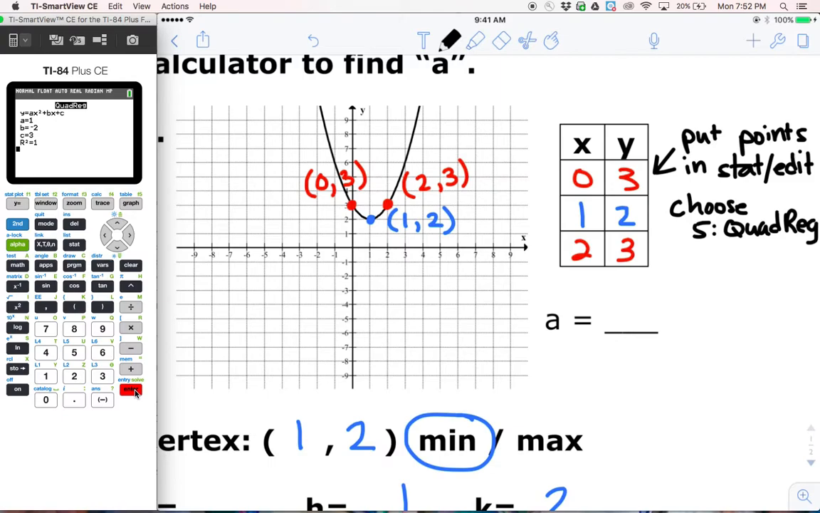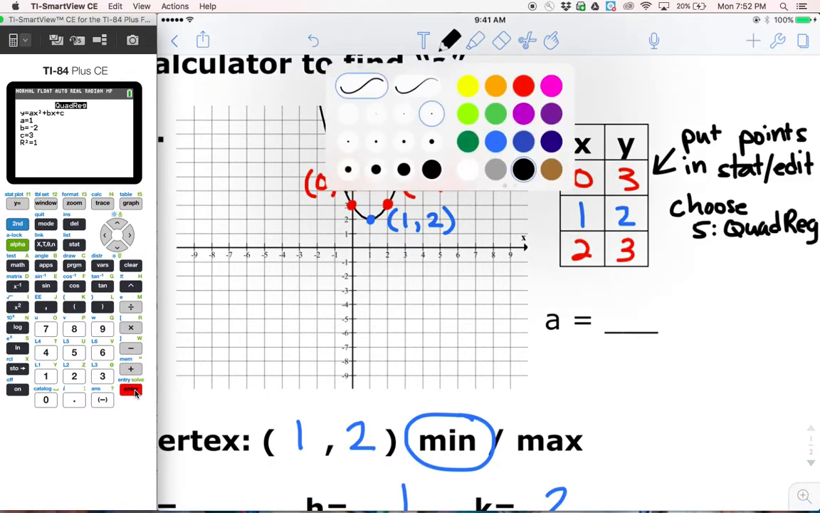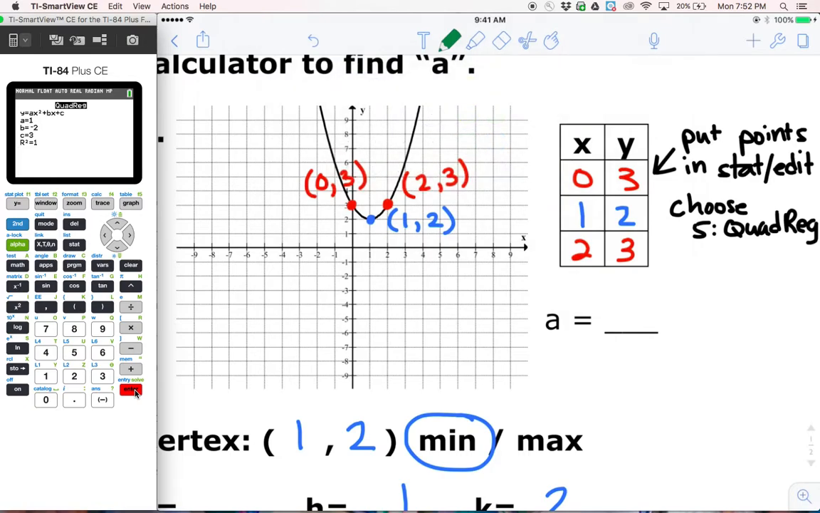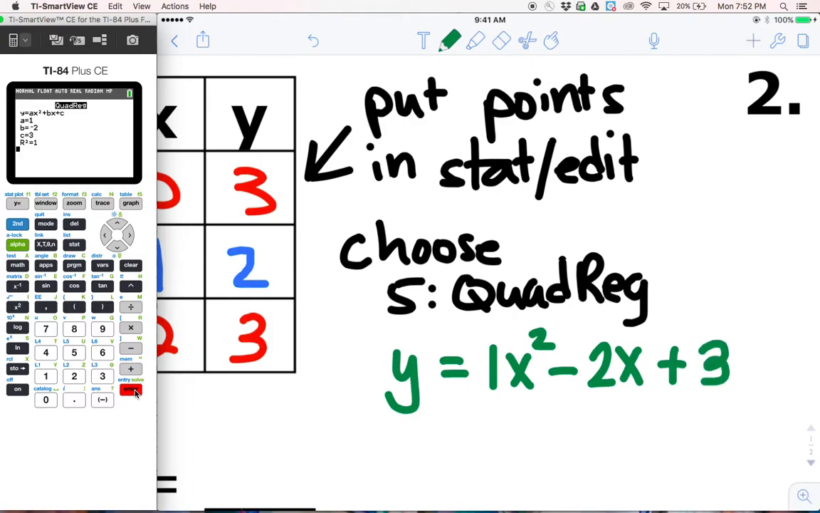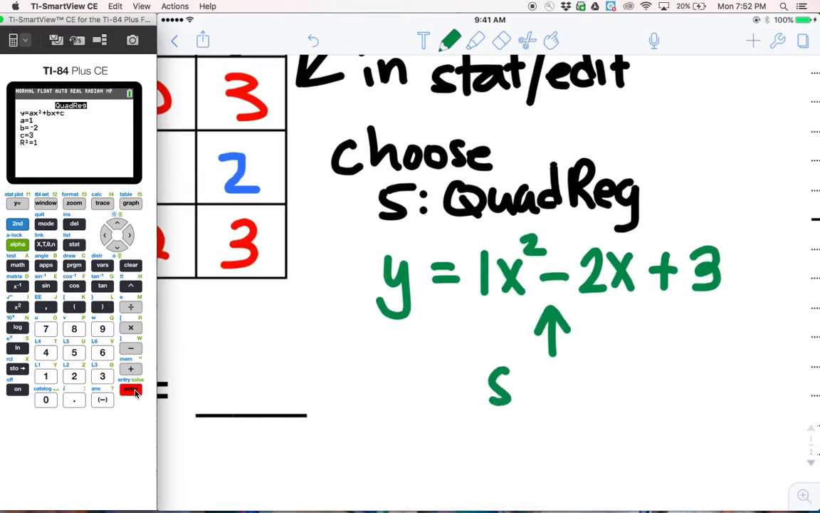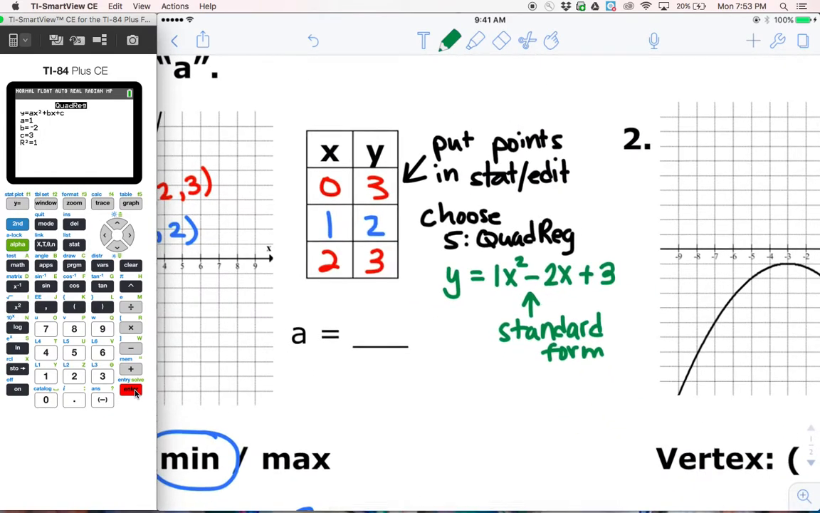So the only value I'm interested in here is a. But let's take a second and write what my calculator gives me. It gives me y equals 1x squared minus 2x plus 3. This right here is standard form. Your calculator automatically gives you standard form. We don't want standard form right now. That's not what we were looking for.